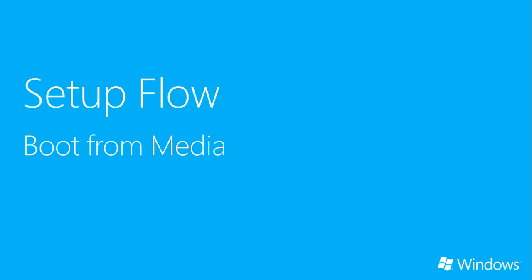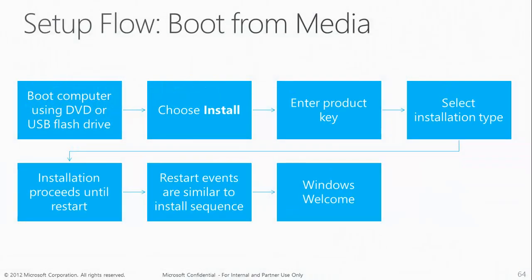The next thing we're going to be looking at is the setup flow whenever you've booted from media. So in general, what it looks like is you boot the computer with a DVD or a USB flash drive. Once you're prompted, you click install, and then you're going to need to do things like enter your product key, select the installation type, and then installation is going to proceed until you restart, and there's going to be a series of restarts that occur until finally you're left at the same Windows welcome we saw previously.